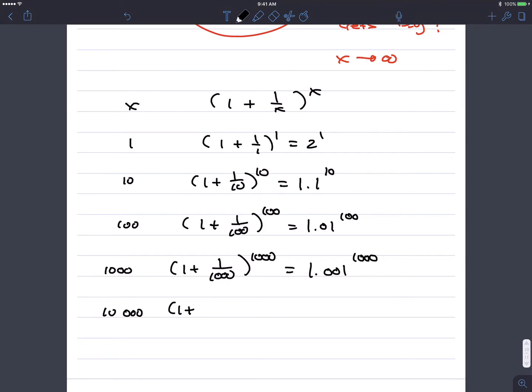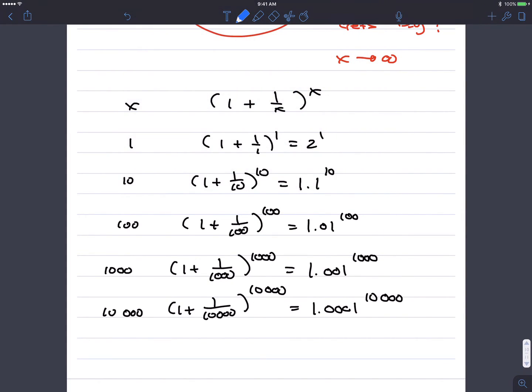1 plus 1 over 10,000 to the 10,000th power gives you 1.0001 to the 10,000th. Do you see any pattern here, by the way? We keep adding zeros, and then that power gets bigger. Let's see what these numbers come out to.